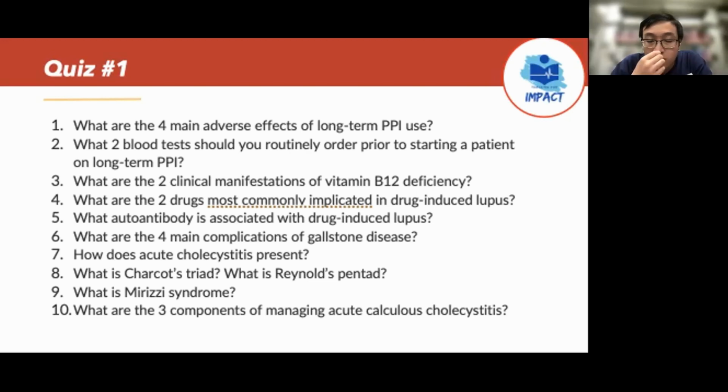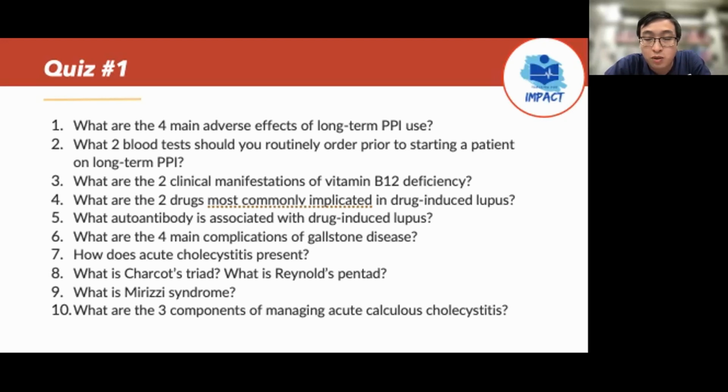Cool. So 4 main side effects of long-term PPI use. We talked about increased risk of C. diff. We talked about hypomagnesemia, vitamin B12 deficiency. We talked about acute interstitial nephritis, and we also talked about the possibility of drug-induced lupus as well.